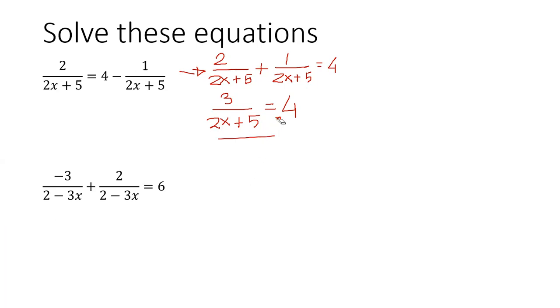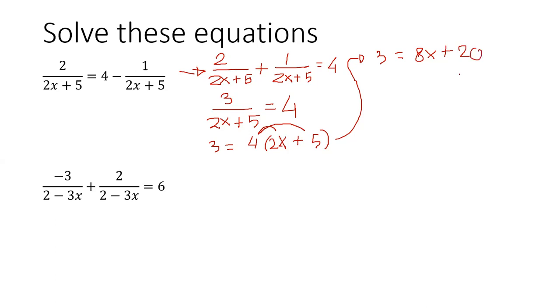If we multiply, this expression is going to be 3 equal 4 times 2x plus 5, right? Later on, 4 times 2x, and I'm gonna use this space. This equation is gonna be 3 equal 8x. Why? Because 4 times 2x and 4 times 5 equal 20. Right, this is the next step.